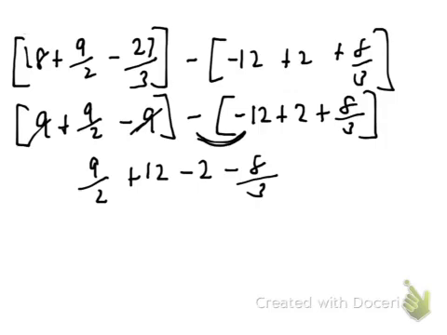Silly mistake I just made here, sorry. That was 18, wasn't it? Where I put 9 there for. So we've still got 9 plus 9 on 2 plus 12 minus 2 minus 8 on 3.